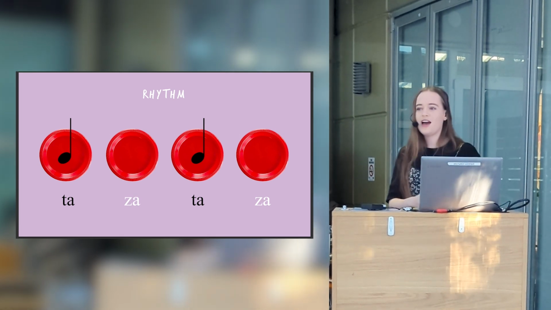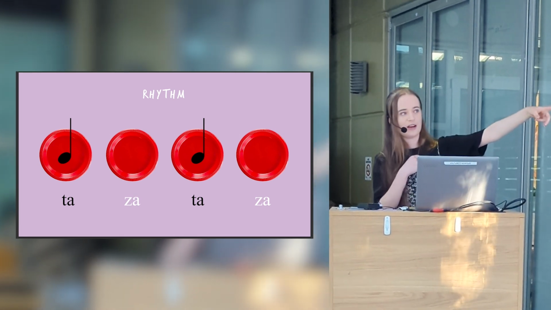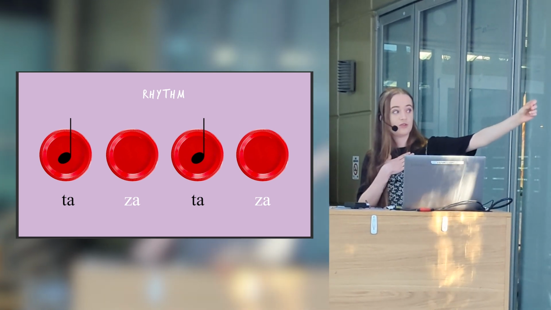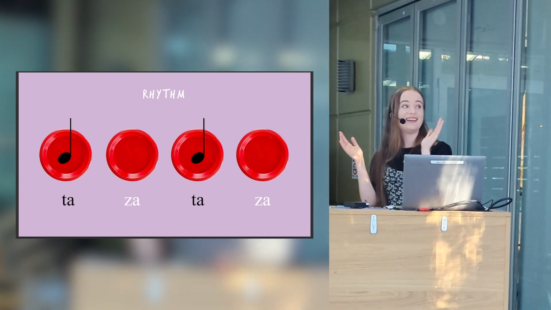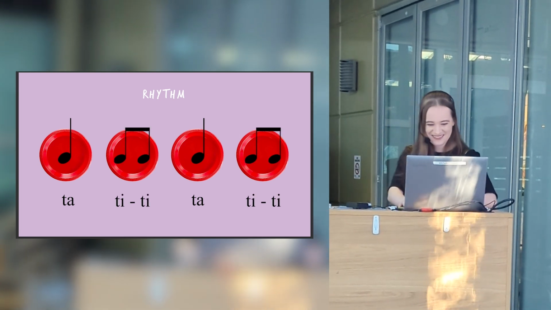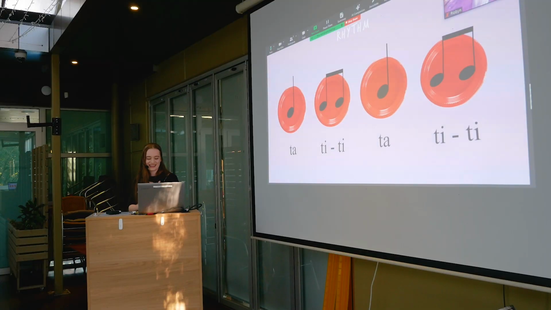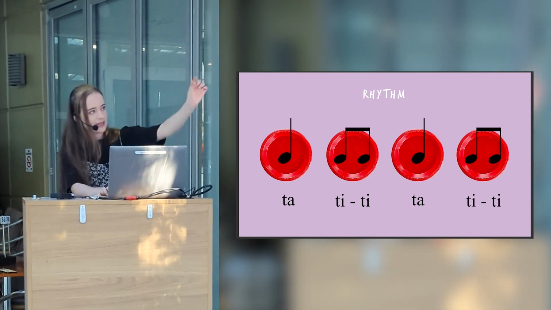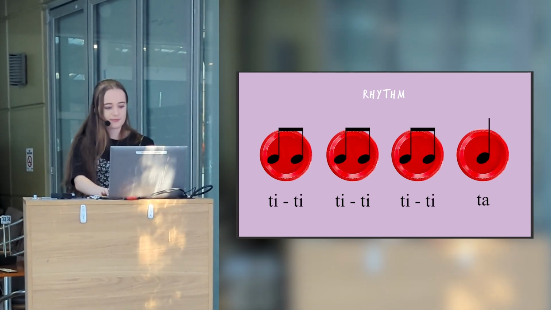Let's try this one here. I wonder if you can do this with me immediately. I wonder if you can work out what it would sound like. So I'm going to count us in. 1, 2, 3, 4. Ta, sa, ta, sa. Look at you, you're reading rhythm. Let's try this one. It sounds like this. Ta, ti, ti, ta, ti, ti. So we can see that 2 ti's fit inside one beat, inside one plate here.